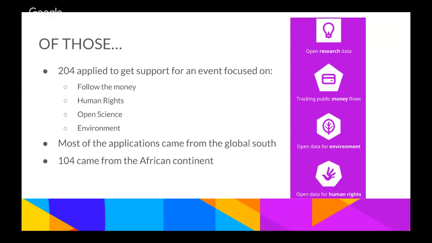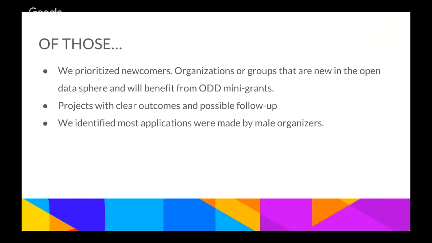We learned that more than 200 people applied to get support on their events. Most of the applications came from the Global South. From those, more than half came from the African continent, which is exciting, seeing that there is interest in developing the open data community in African countries. And last year, we prioritized newcomers, that is, organizations or groups that are new in the open data sphere and will benefit from having the Open Data Day mini grants to make their events happen and push the open data agenda forward in their community.